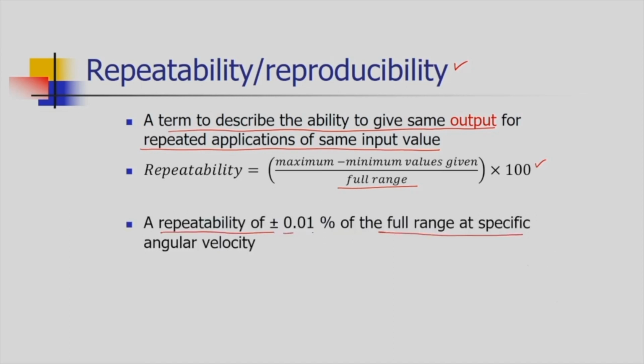Let us consider one more example. I can say a repeatability of plus or minus 0.01% of the full range at a specific angular velocity. So, here you can consider the repeatability is very stringent, it is very high, 0.01%. The system is very accurate.